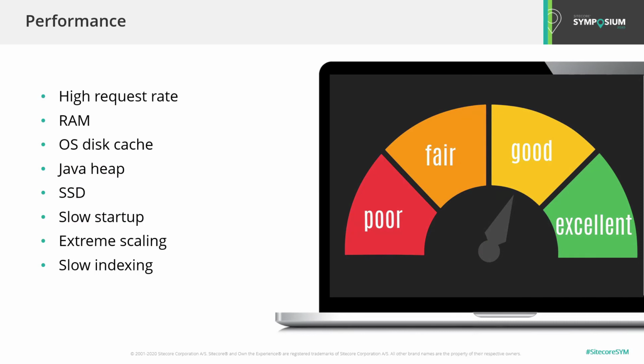Okay, for the performance, we can improve system performance by checking the high request rate. We just need to make sure the server has enough RAM, the OS disk cache is set properly, and the Java heap is configured well. SSD is also important for IO operations. Also for performance, make sure slow startup, extreme scaling, and slow indexing are handled well.